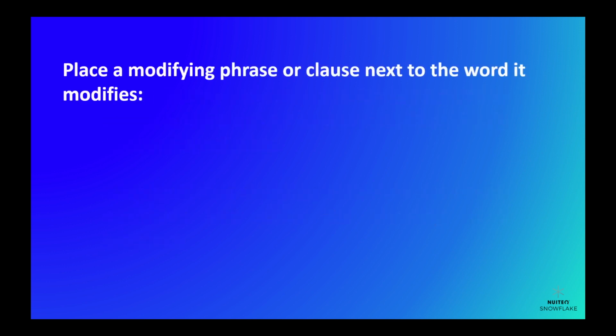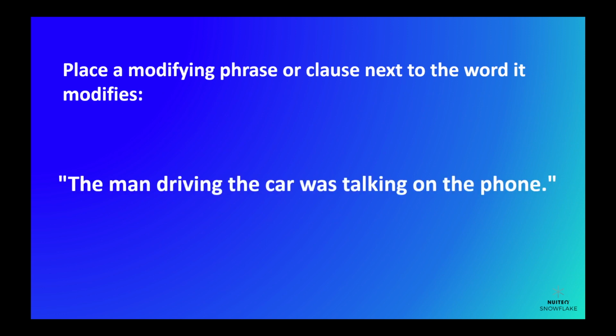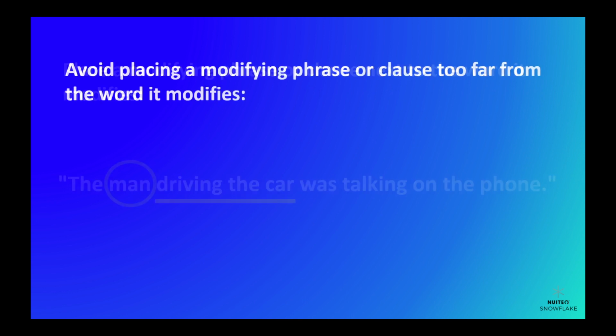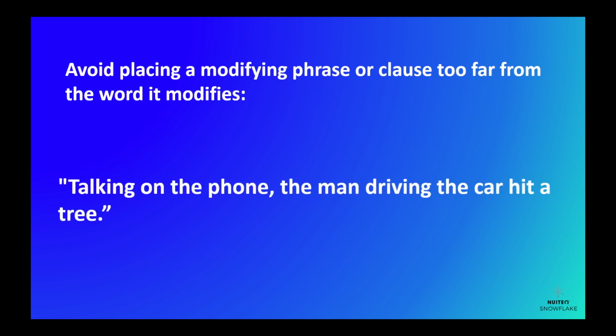Place a modifying phrase or clause next to the word it modifies. The man driving the car was talking on the phone. In this sentence, the modifying phrase, driving the car, is next to the word it modifies, man. Avoid placing a modifying phrase or clause too far from the word it modifies. Talking on the phone, the man driving the car hit a tree. In this sentence, the modifying phrase, talking on the phone, is too far from the word it modifies, man, and creates confusion.